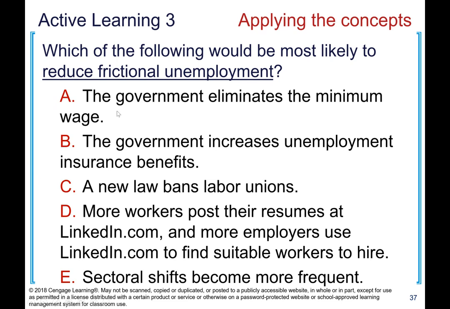Active learning number three. Which of the following would be most likely to reduce frictional unemployment? Number A, government eliminates the minimum wage. Number B, government increases unemployment insurance benefits. Number C, a new law bans labor unions. Number D, more workers post their resumes at LinkedIn.com and more employers use LinkedIn.com to find suitable workers to hire. Number E, sectoral shifts become more frequent.